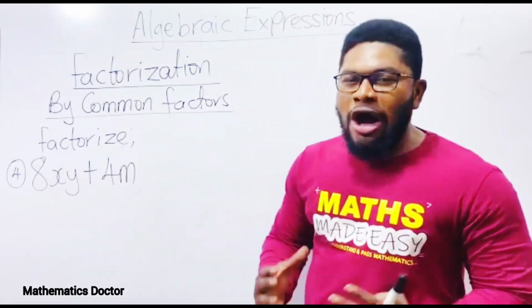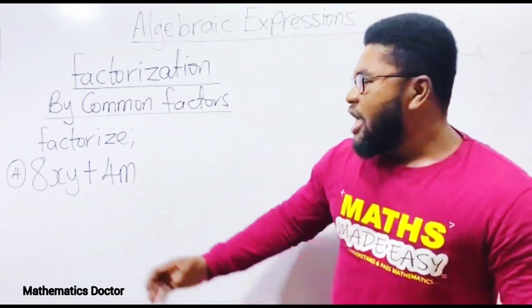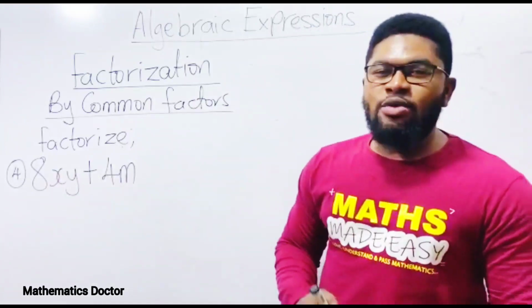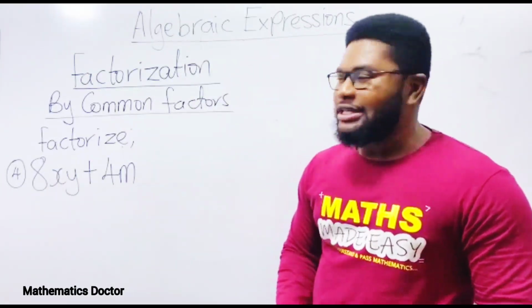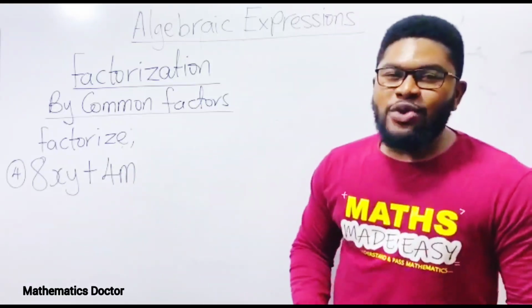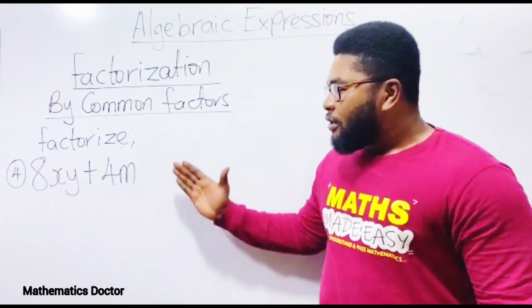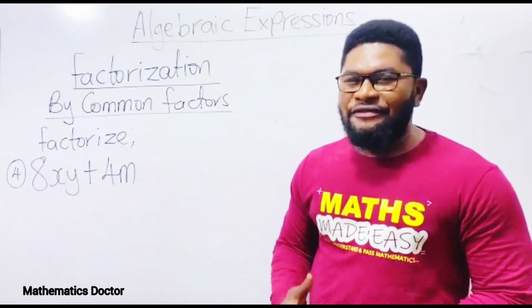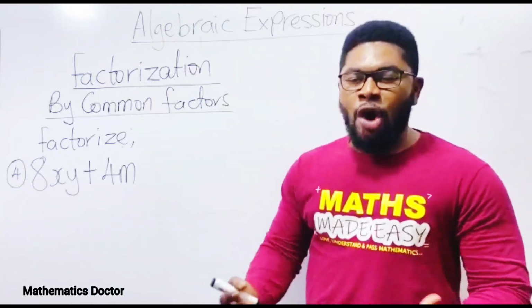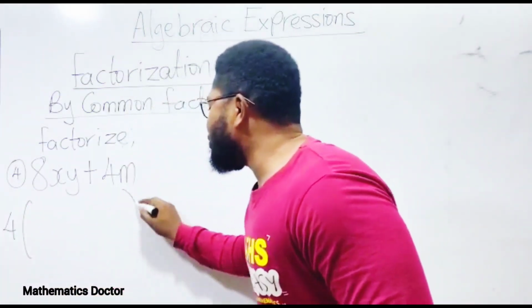From the beginning, we saw how to get the common factors and which one becomes the highest common factor. If you check the factors of 8, we get 1, 2, 4, and 8. Then the factors of 4 are 1, 2, and 4. Now, if you scan through the factors of the two numbers, you realize that 4 becomes the highest common factor. So then we factorize 4 out. We bring 4 out of the bracket.